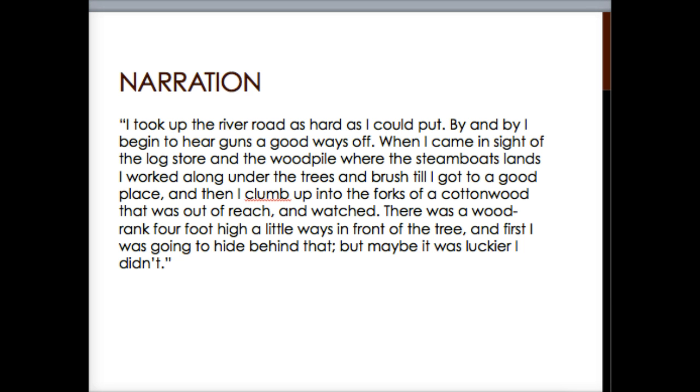So here is an example of a narration paragraph. This is from Mark Twain's The Adventures of Huckleberry Finn.